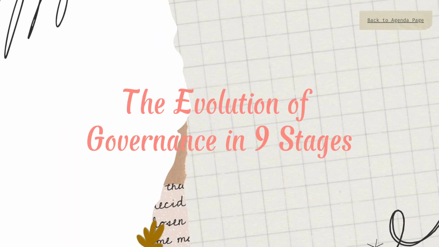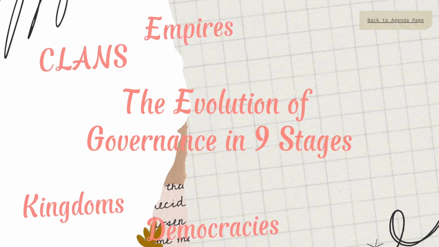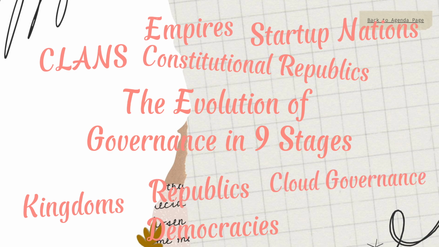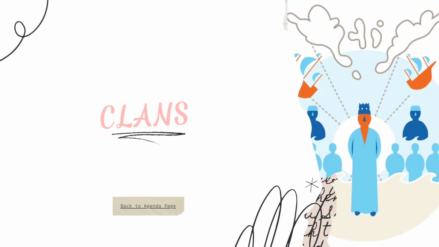The evolution of governance in nine stages. It starts at clans, then kingdoms, empires, democracies, republics, constitutional republics, startup nations, cloud governance, and rules without rulers.